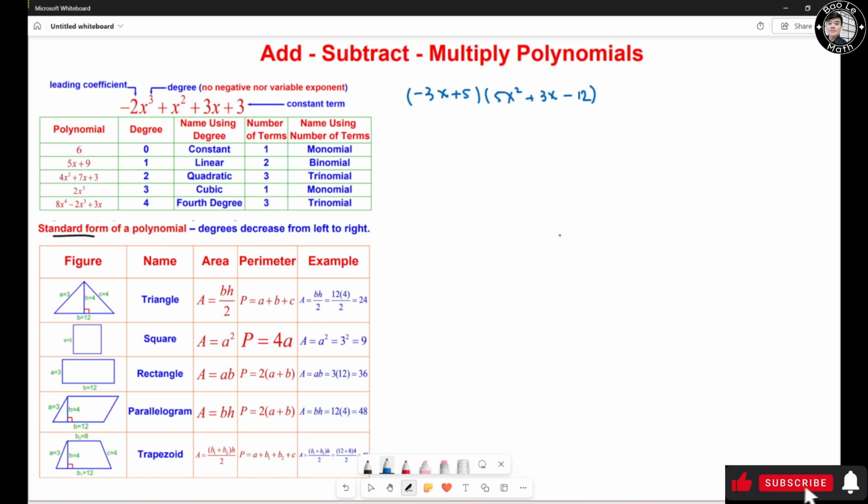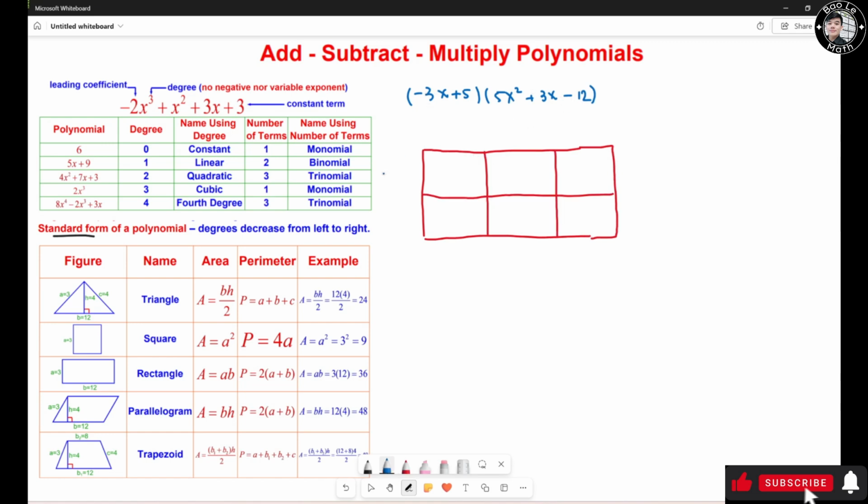Alright, let's move on to the next example. Let's multiply these two polynomials. So I need to create a box method, right? I look at this one, I see this guy has 2 terms, so I create a rectangle where we have 2 rows and 3 columns, because the last one right here has 3 terms.